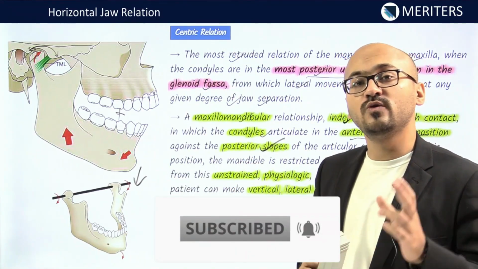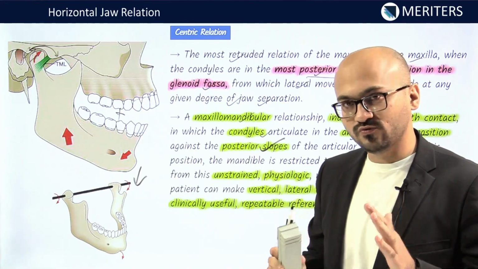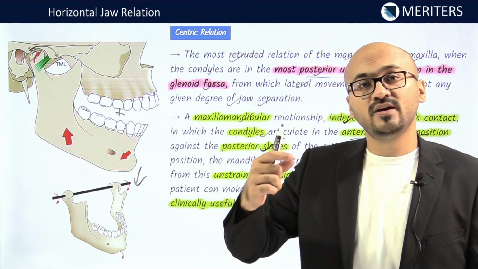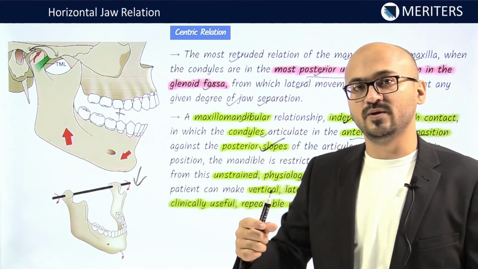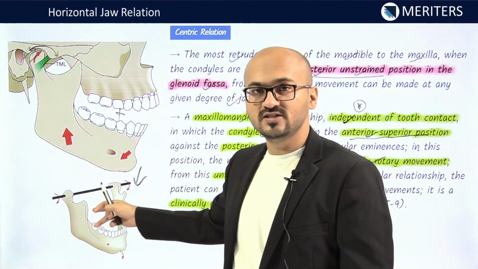Now the mandible has two types of movements. One is rotary and one is translatory. That is, it moves forwards also and it rotates on its own axis. But the rotary movement is only restricted to a certain limit. So in centric relation there is only rotation happening along the hinge axis.